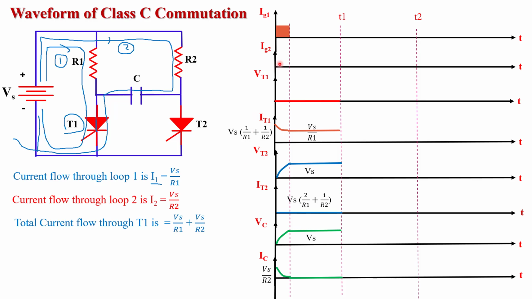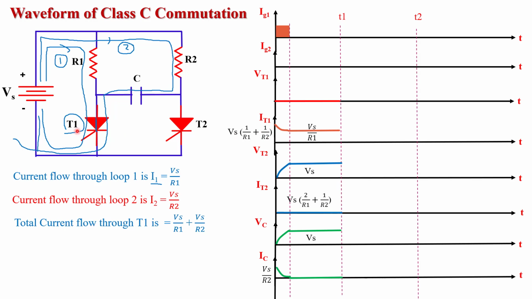So now we start drawing the waveform. First we apply a gate triggering pulse to thyristor T1. T1 gets turned on. When T1 is turned on, the voltage across T1 is 0, because when a device is turned on, there is no voltage drop across it. So Vt1 is 0, obviously. Now what about It1? Initially when T1 is turned on, the current through T1 is Vs by R1 plus Vs by R2. Taking Vs common, Vs times 1 upon R1 plus 1 upon R2. This is the initial current through the T1 thyristor.